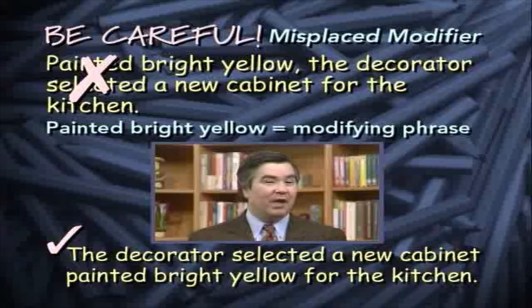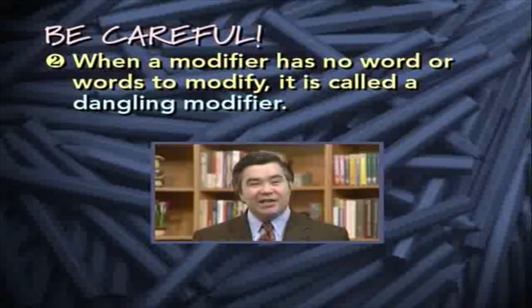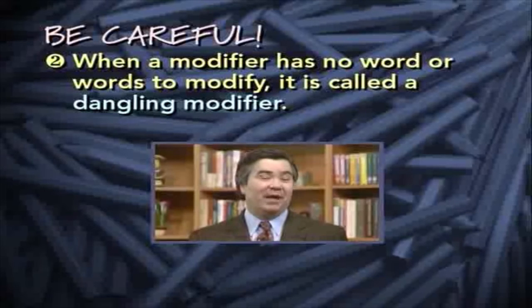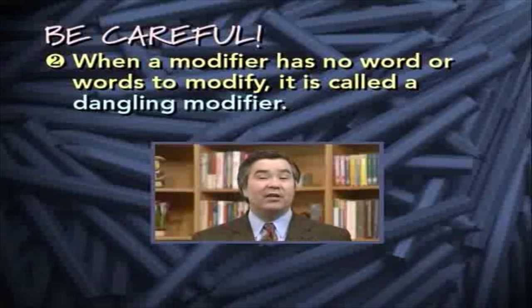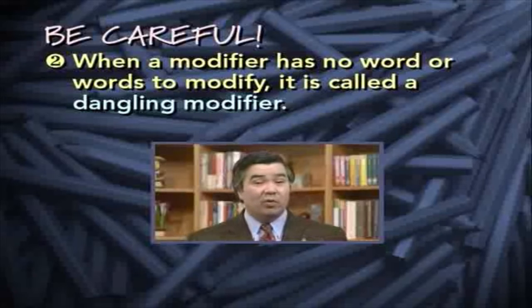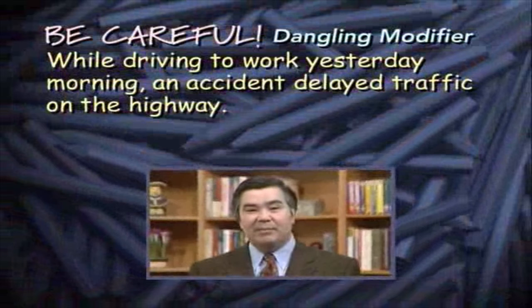A different kind of problem is caused and solved in a different way. When a modifier has no word or words in the sentence to modify, it is called a dangling modifier. In this kind of sentence, the connection has broken down altogether because we have a modifying phrase or clause that actually doesn't have any word or words in the sentence to link up to or to modify. And therefore, the confusion on the part of the reader is even greater. And a little more work has to be done in order to correct this kind of sentence, a sentence containing a dangling modifier. Here's an example.